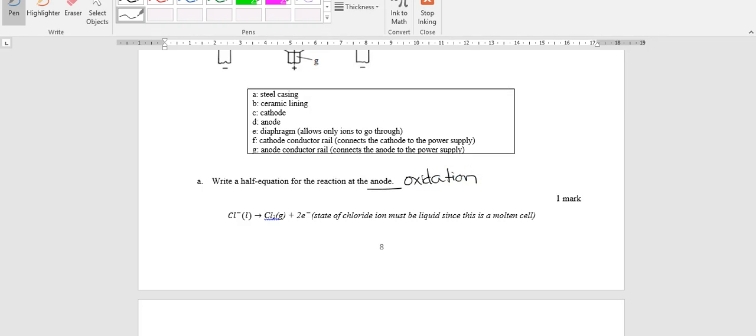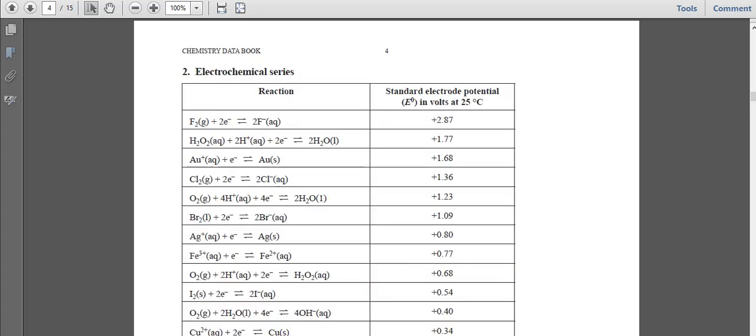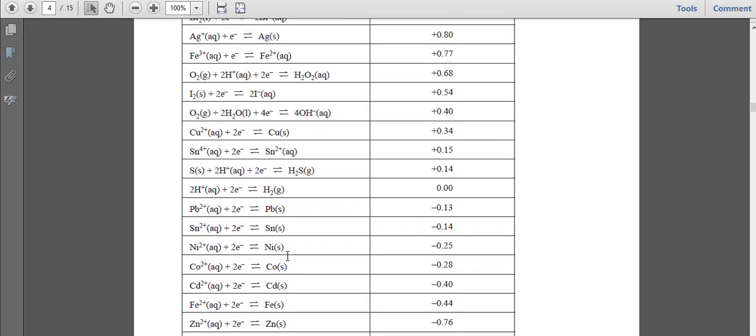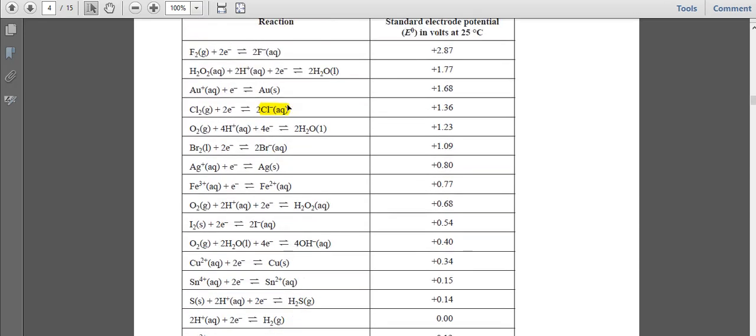Now, when in doubt, check the electrochemical series. If we look at the electrochemical series, we can see that we have chloride ions here, and here we have lithium ions. So all you really need to do is to write the half equation in this direction. It will go from 2Cl- to Cl2 plus 2 electrons, and you need to change the state to liquid because the cell is molten. And that's all you ever need to do.